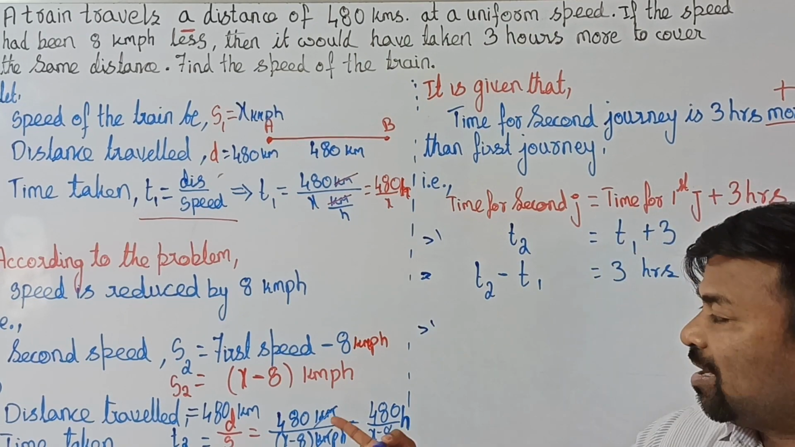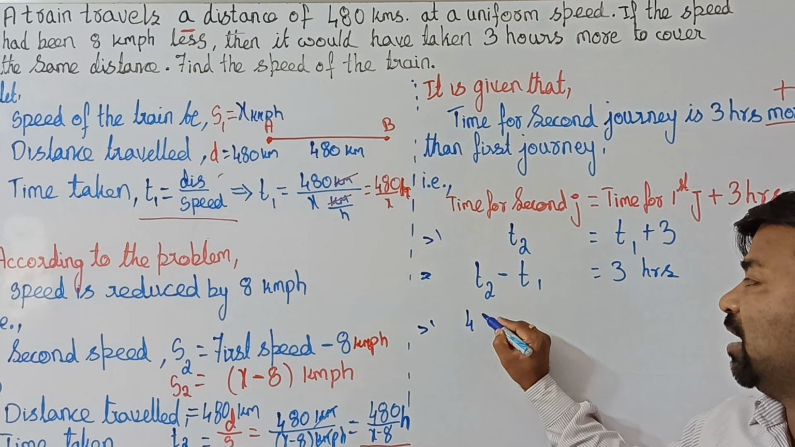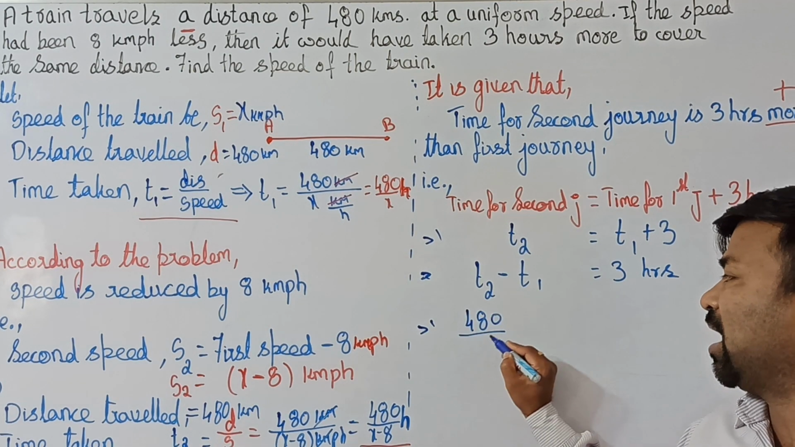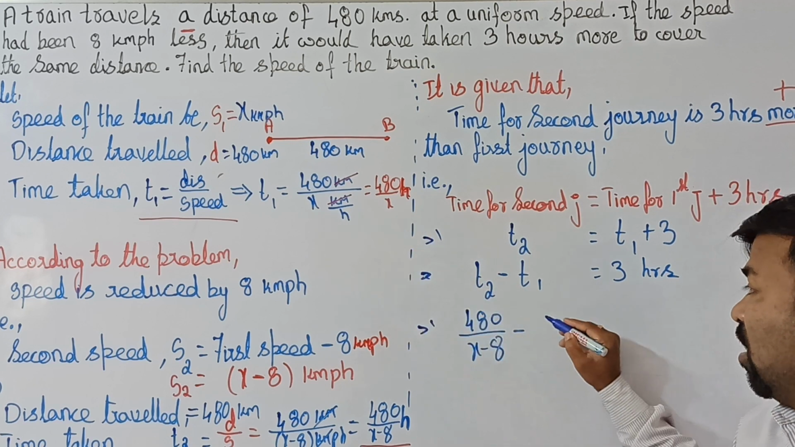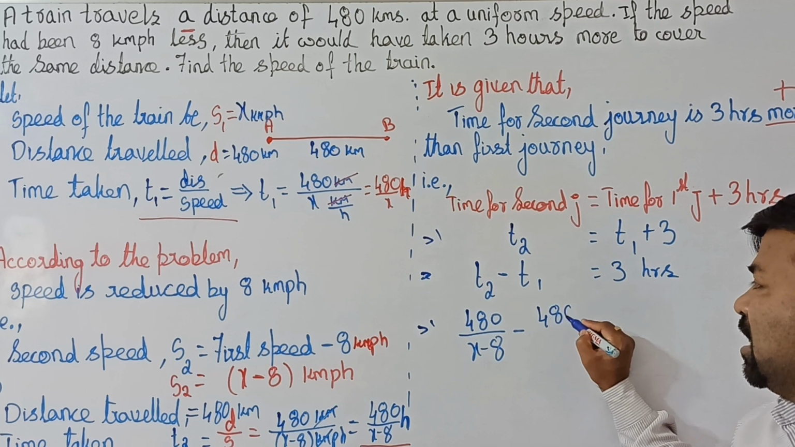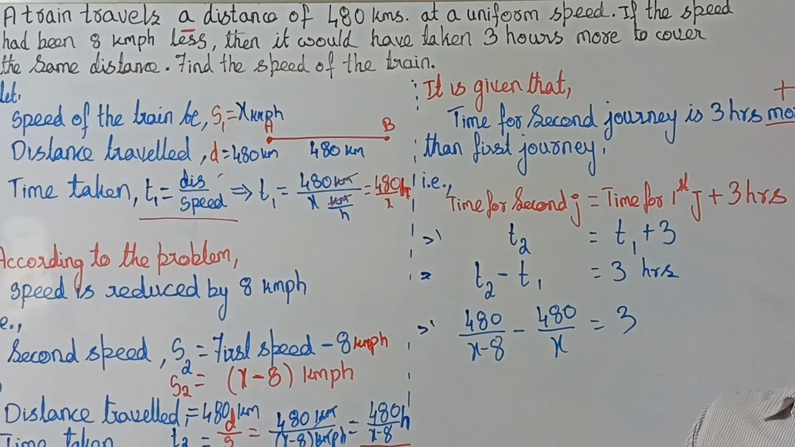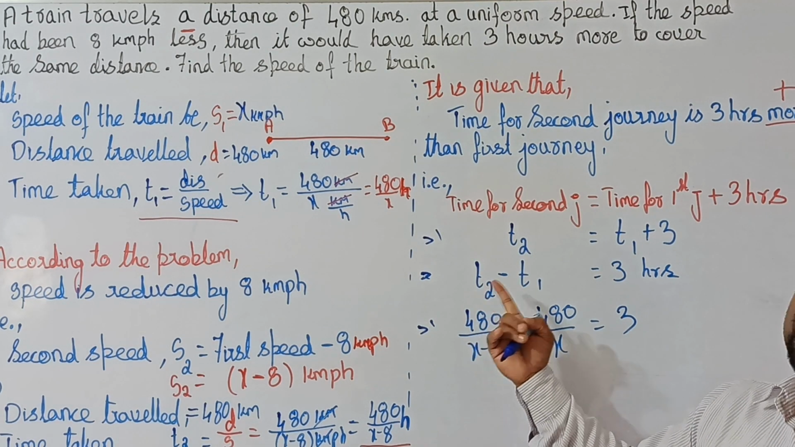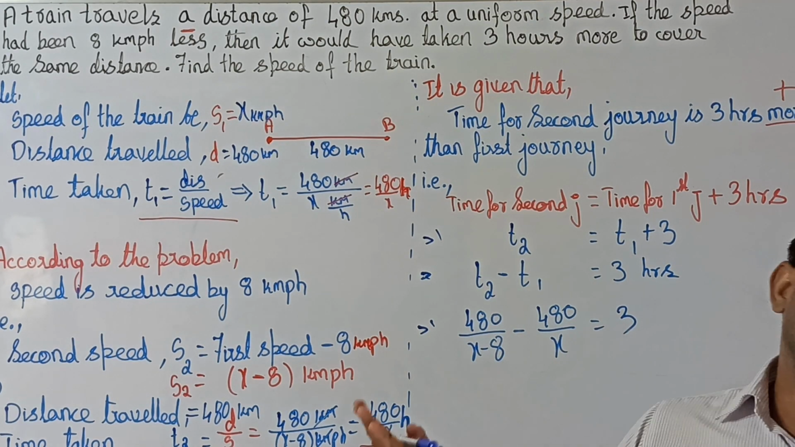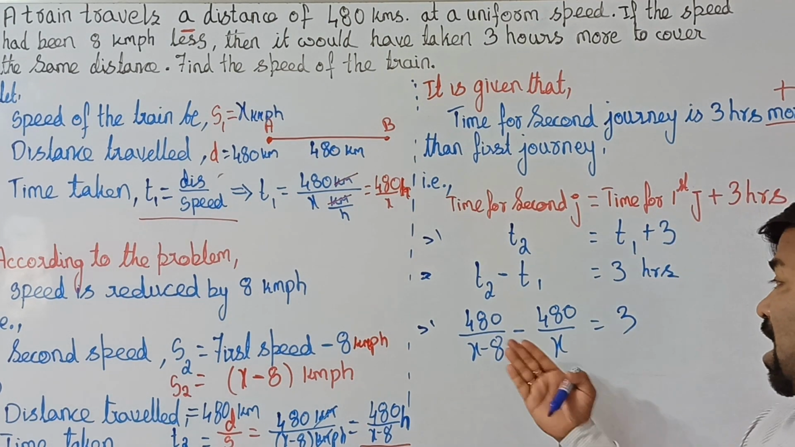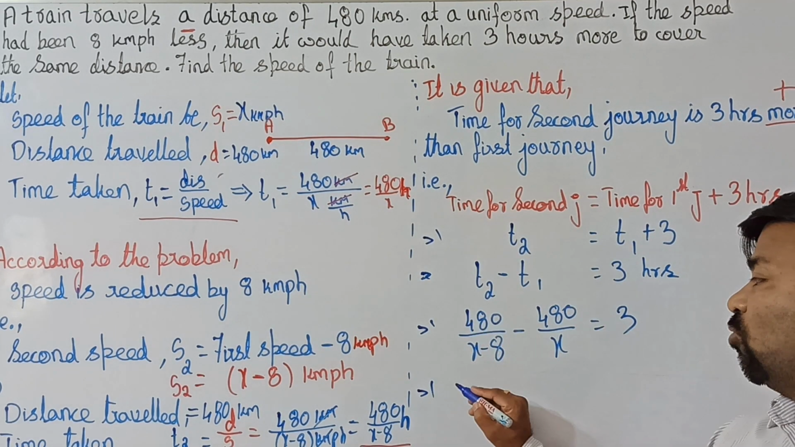Now let's plug in the values what we got. What's the T2 value what we got? It's nothing but 480 by x minus 8, minus what is the T1 what we got? It's nothing but 480 by x, equals 3. What about the units? Here also the units are hours, here also hours, here also hours. I am cancelling all the hours there. Now if you check it out, you can take one more thing out as common, that is 480.